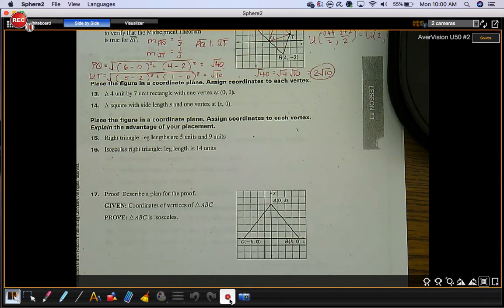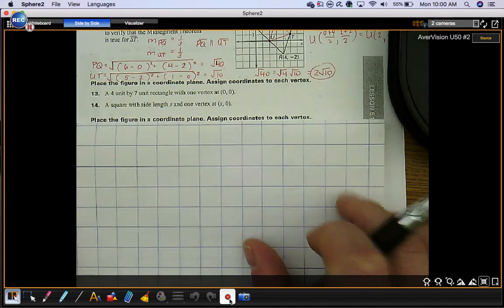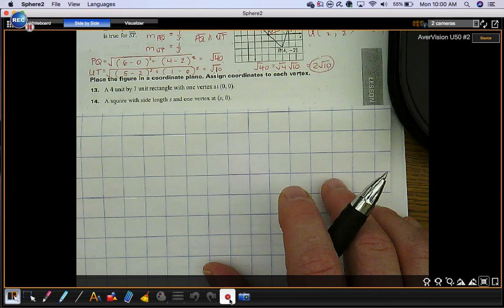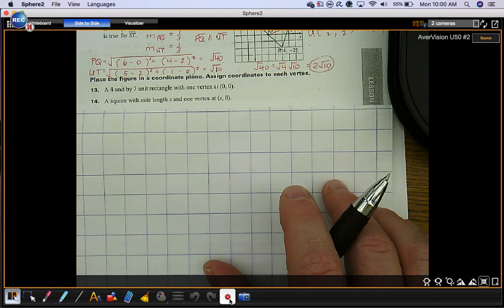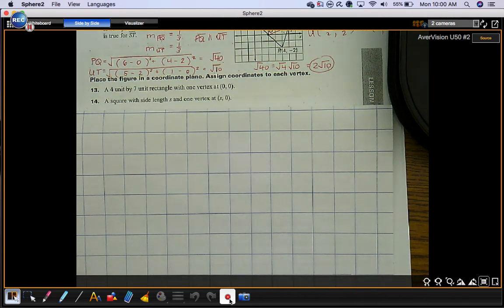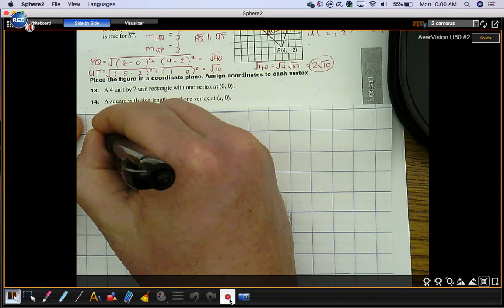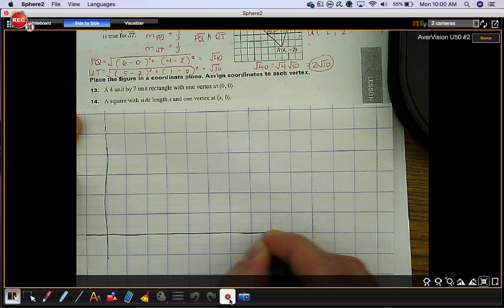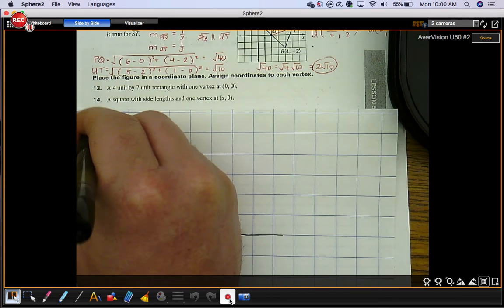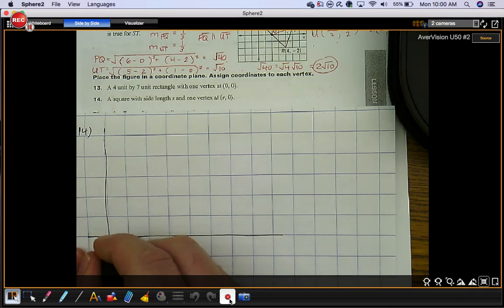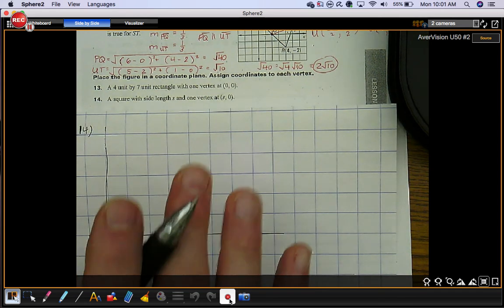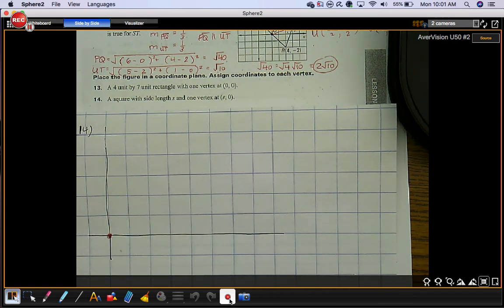We'll look at number 14 as well. We're going to make a square with a side length S and one vertex at the ordered pair S, 0. It's basically the same thing. You need to make use of the origin. Use the first quadrant. It just makes things easier for you.